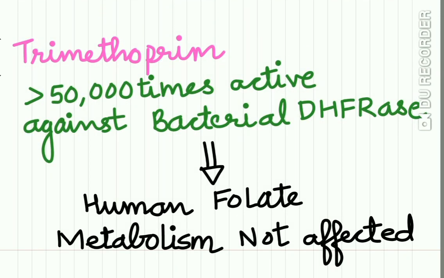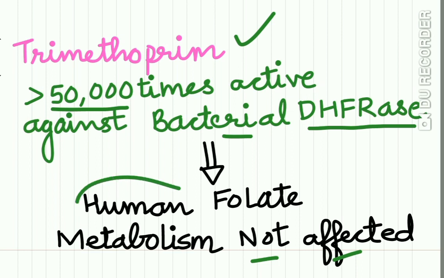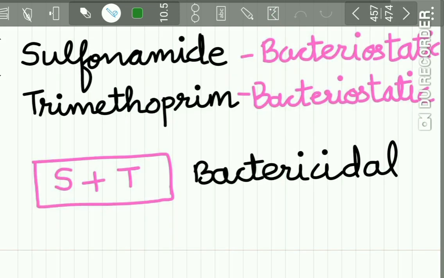Now, this trimethoprim is 50,000 times more active against the bacterial DHFRase enzyme. So, the human folate metabolism is not affected. This drug does not have any effect on the human cells. It only has effect on the bacterial cells. So, the human folate metabolism is not affected by this drug.